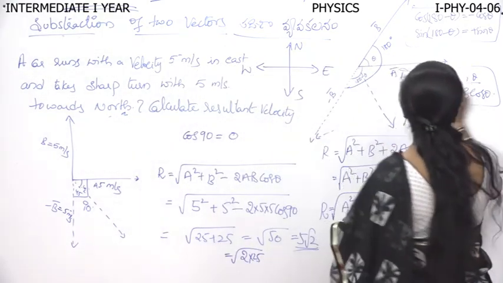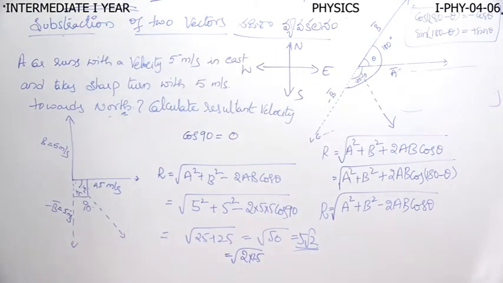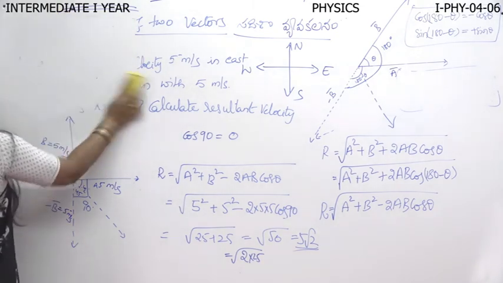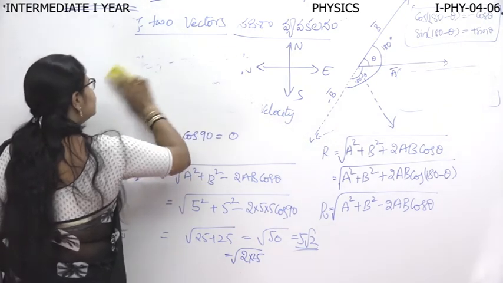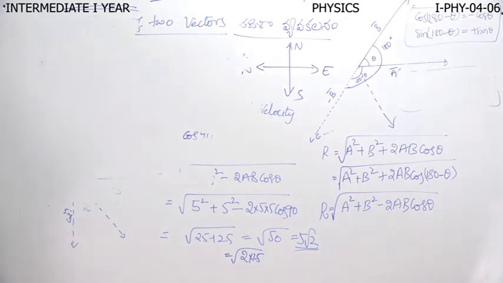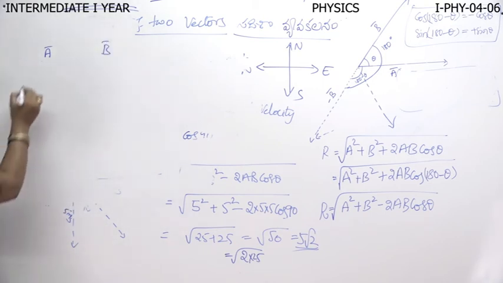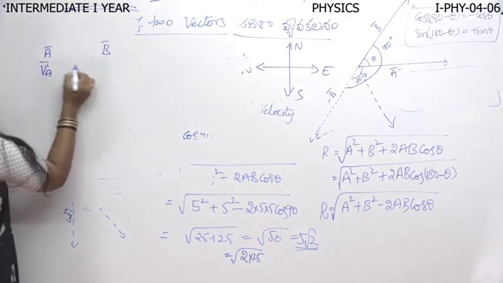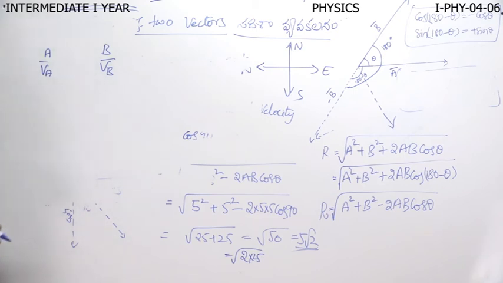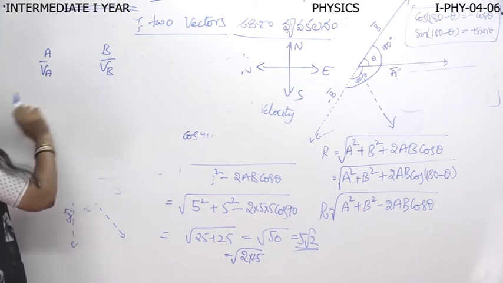This is clear? So this is about your subtraction of two vectors. Right. Now next we go to the topic of relative velocity. What is relative velocity? Consider two vectors a and b. Let the velocity of the vector a be va and velocity of the vector b be vb. Okay, a and b be two particles like two cars or something like that. Velocity of b is vb, velocity of a is va.